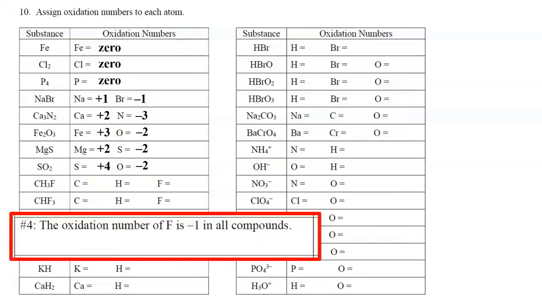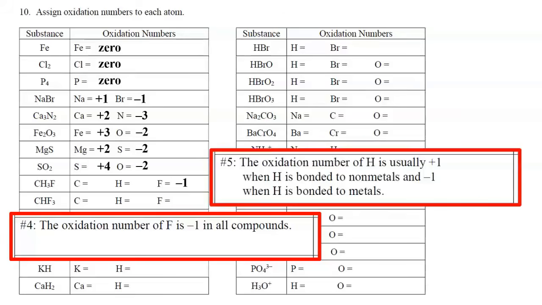These next 2 compounds contain carbon, hydrogen, and fluorine. The oxidation number of fluorine is -1 in all compounds. Hydrogen is normally +1 when bonded to a nonmetal such as carbon. So the carbon in this example would be -2. And in the next example, fluorine is still -1. Hydrogen is still +1. Now the carbon is actually +2. Let's take a closer look at how the carbon changes from -2 to +2 in these 2 compounds.